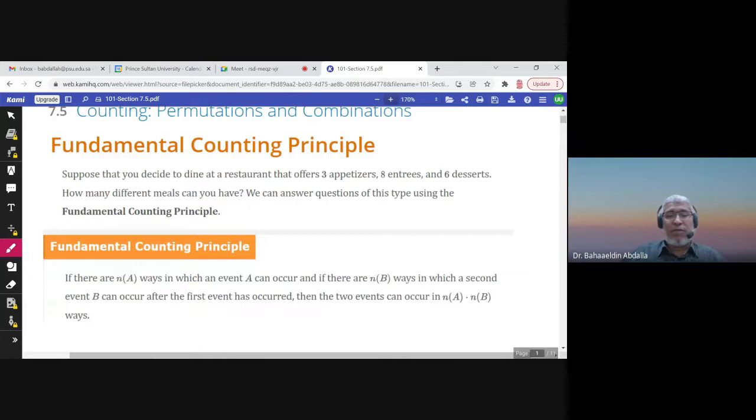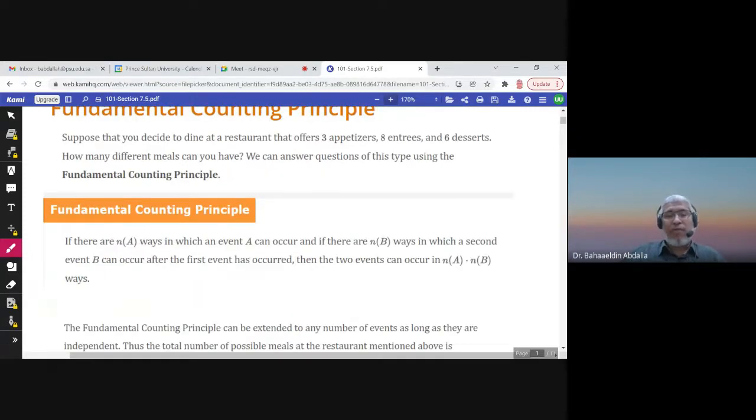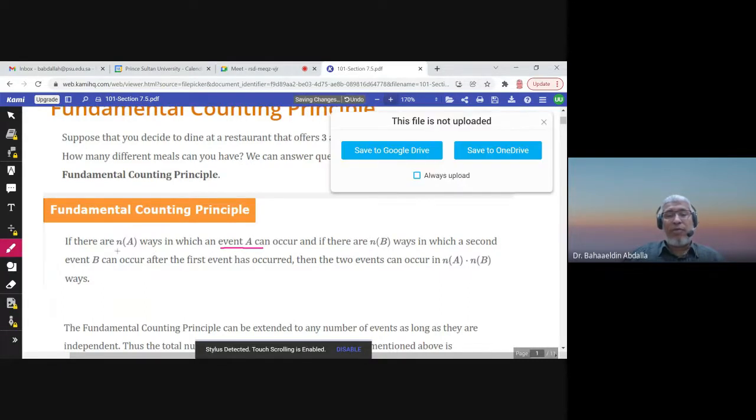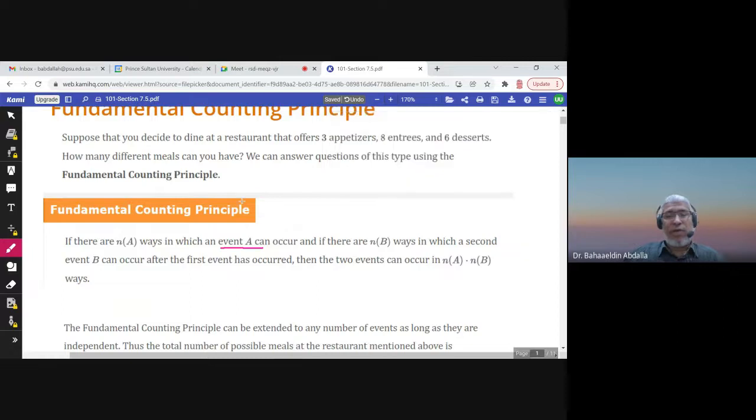The fundamental counting principle says if we have an event A, and the number of ways that this event A can occur is denoted by n of A, and after that event happens, a second event B will occur, and the number of ways that this event can occur is denoted by n of B. Then the two events can occur in n of A times n of B ways.